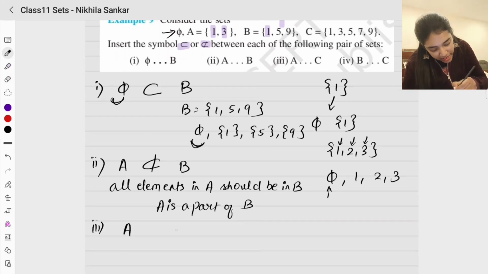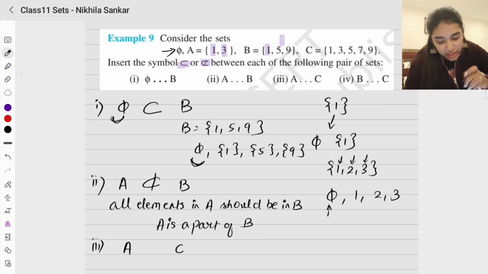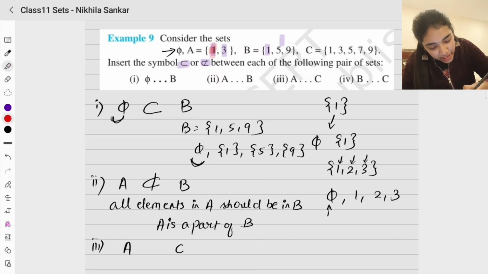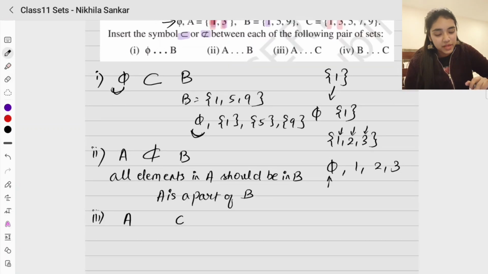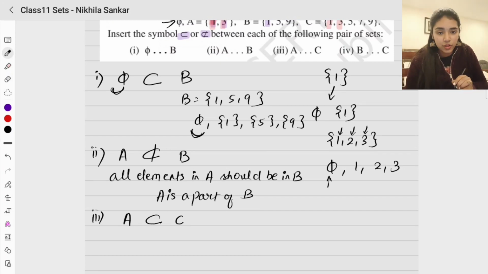Third subsection, A and C. A க்கும் C க்கும் என்ன relation இருக்கு? I see that A has 1 and C has 1. A has 3 and C has 3. அப்ப C லேந்து தான் A வந்திருக்கு. Okay? The elements in A are definitely present in C. So A is a subset of C.